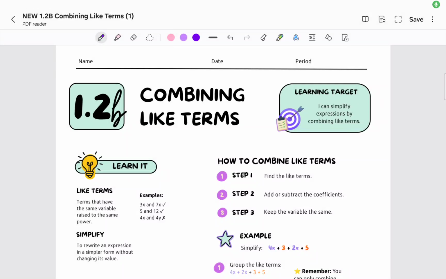Hello, it's Miss Edwards, and welcome to mini lesson 1.2b, combining like terms. By the end of this mini lesson, you'll be able to simplify expressions by combining like terms.